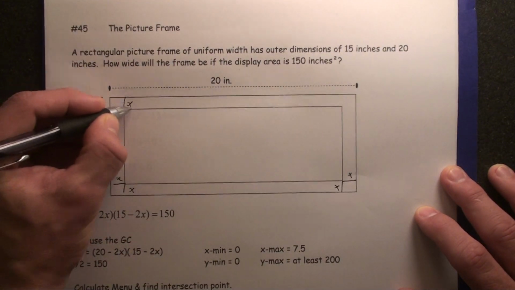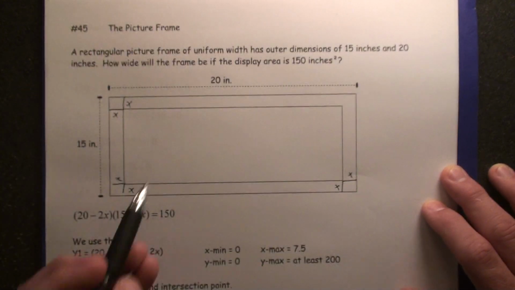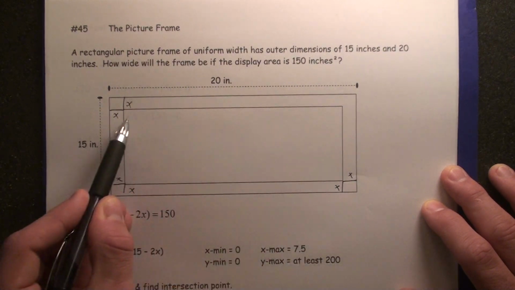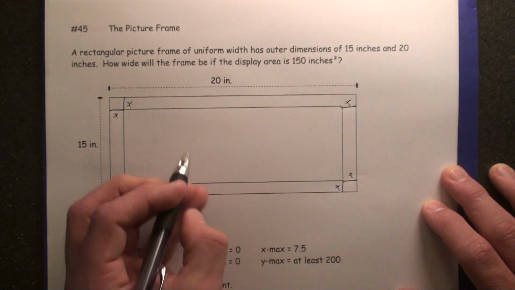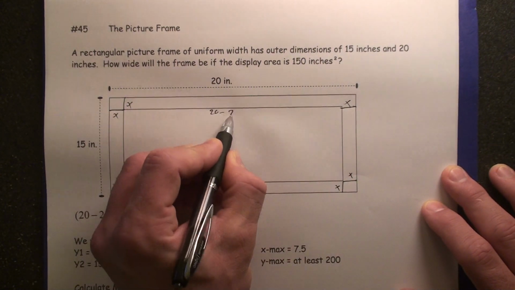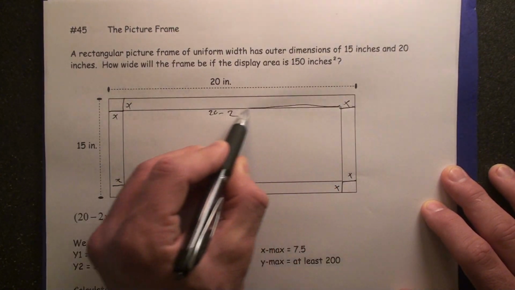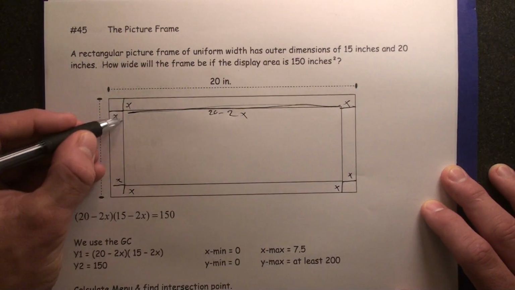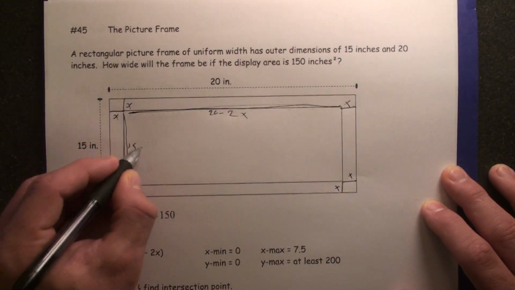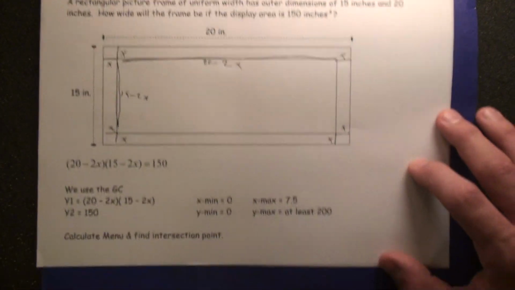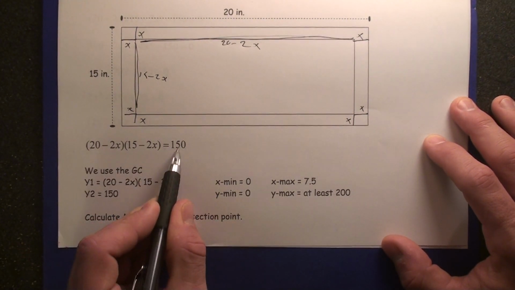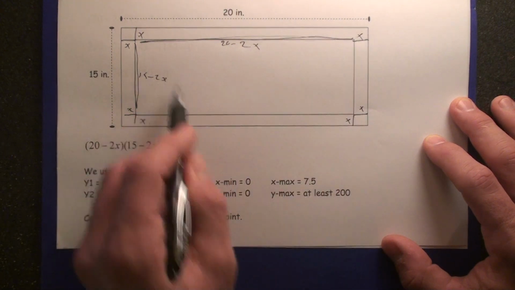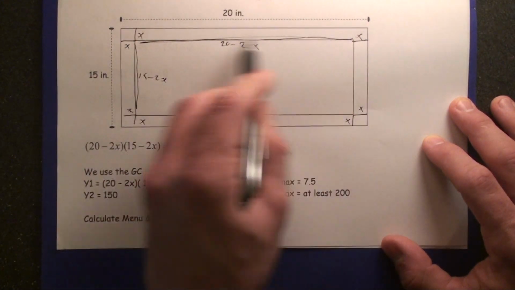Okay? So therefore, what can we say about the inside? Well, this distance here would be 20 minus x minus another x. Therefore, this distance here is 20 minus 2x on the inside. On the inside here, of course, this would be 15 minus 2x. So therefore, we have the equation base times height equals 150, because we know the area of the inside is 150. This is the display area.